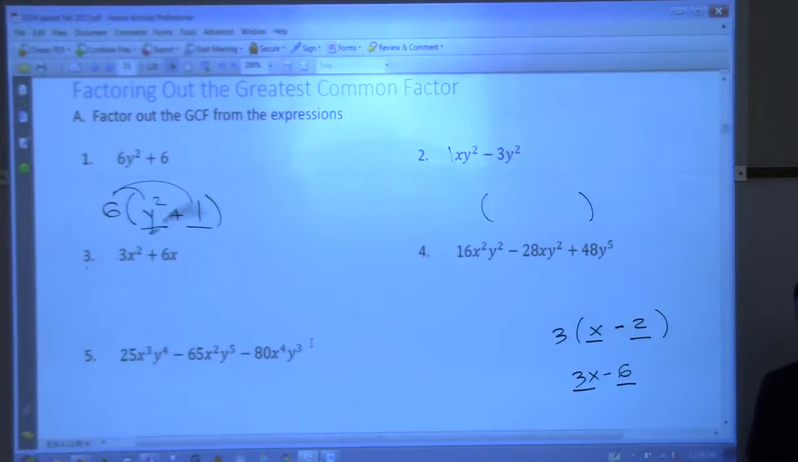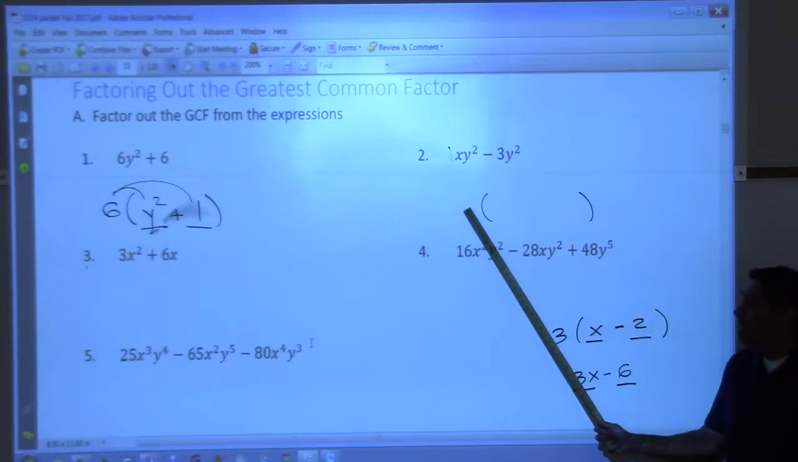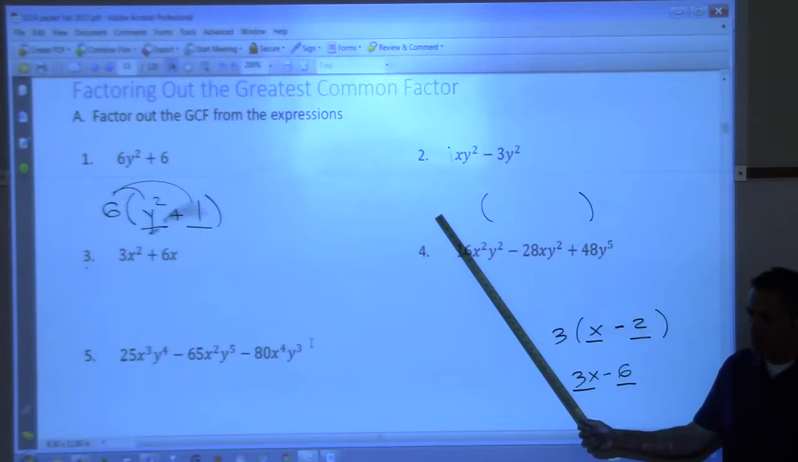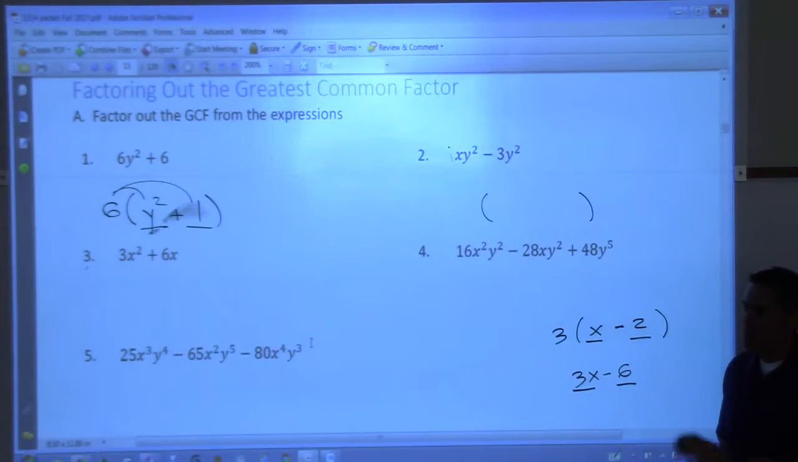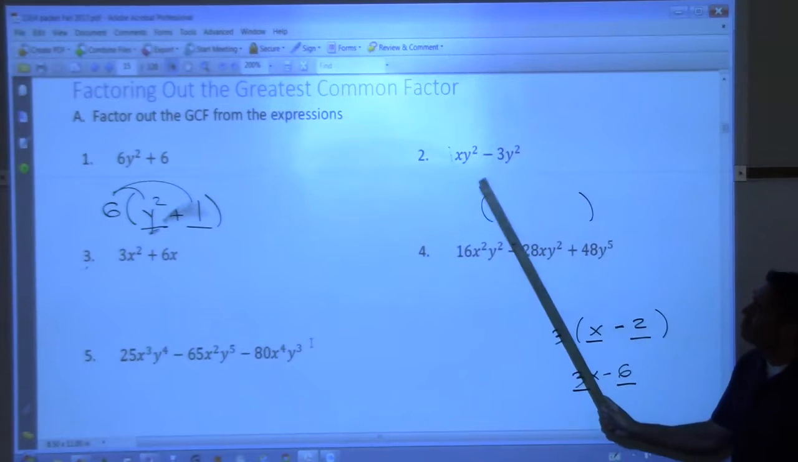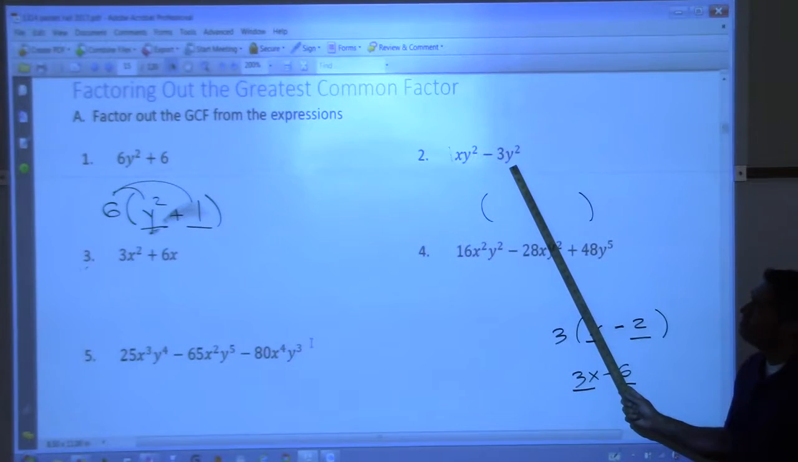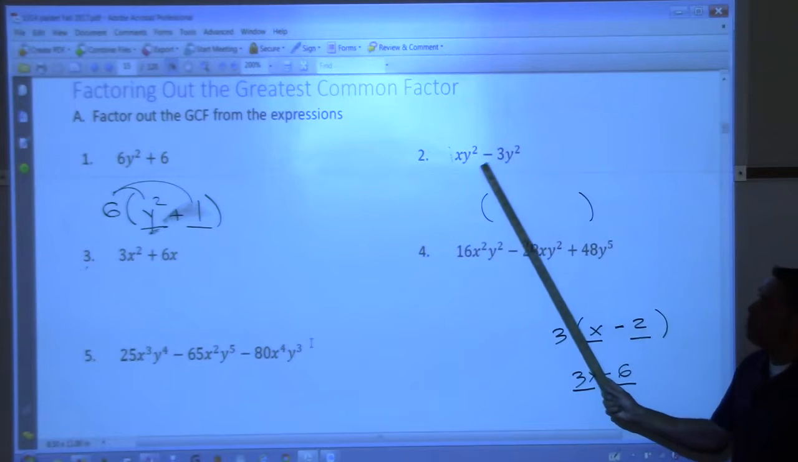1 is the only thing that's common to both. So I could technically put a 1 out here, but we don't need to. So I look at the numbers. There's no common number that I can pull out other than 1. So then I move on to the x's. I have an x here. Do I have an x here? No, so I can't pull an x out because they don't both have an x.